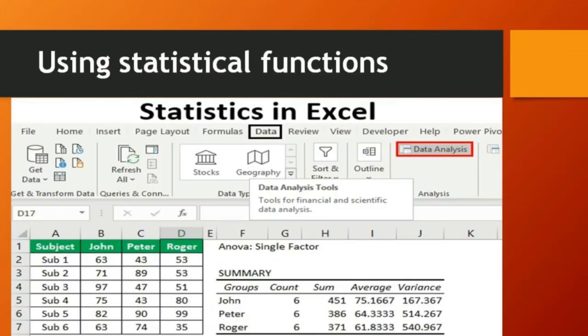Using statistical functions. Statistical functions are those used on a group of values to perform statistical calculations. Click on the More Functions button from the Function Library group and then select Statistical. A list of functions appears. Select the required function, give the value and click the OK button. Now let us discuss some of the commonly used statistical functions.